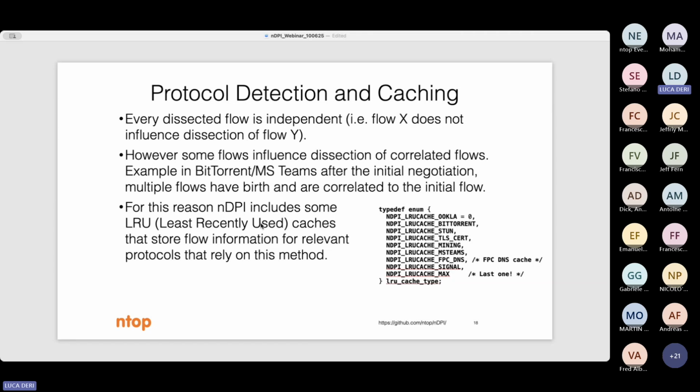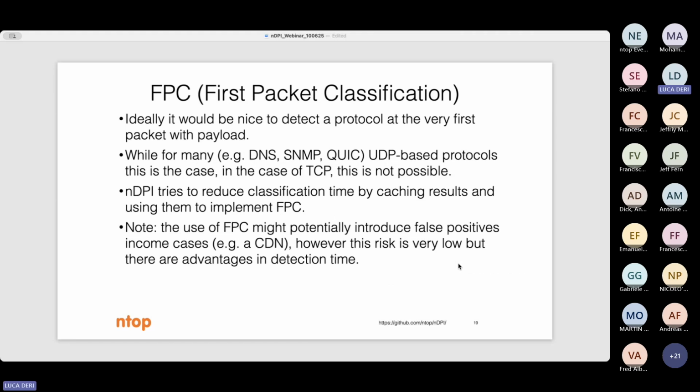These caches depend on the protocol. As you can see here, we have different types of caching, for instance for mining, Microsoft Teams, Signal, and they depend on the protocol. One of the caches that is probably interesting is the one for FPC, which stands for First Packet Classification. The idea here is very simple. We want to reduce the number of packets that we need to dissect for a certain flow.